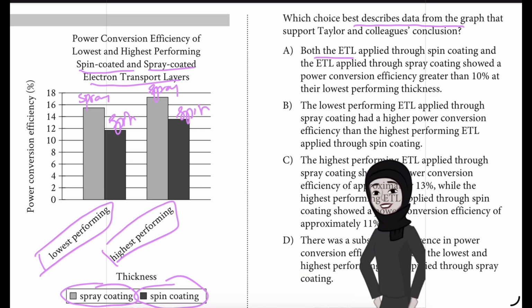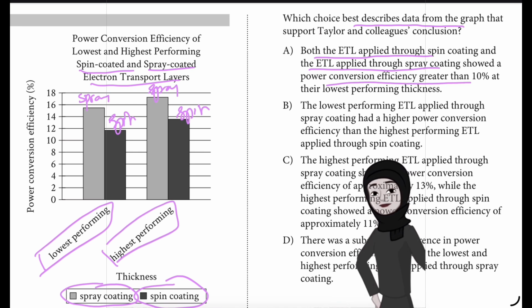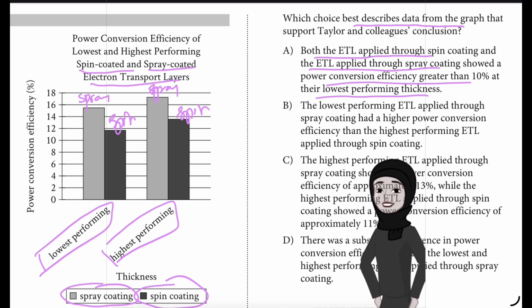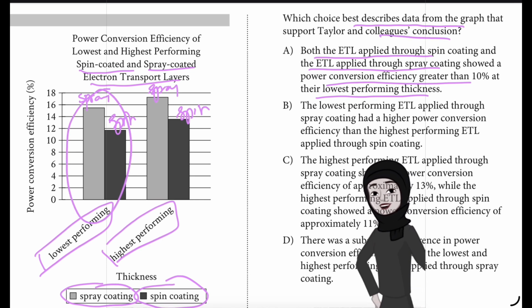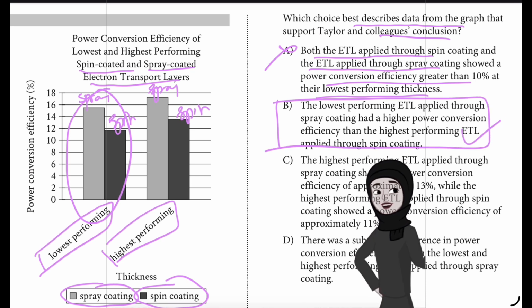If we observe A, it says both the ETL applied through spin coating and the ETL applied through spray coating showed a power conversion efficiency greater than 10% at their lowest performing thickness. Yes, even the spray coating is more than 10%, almost 15%, very close to 16%, and spin is also more than 10%. But this does not show anything related to spray coating being more efficient. So we cannot choose A. But if you said B, well done, that is the best answer.